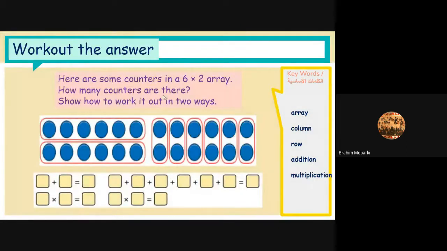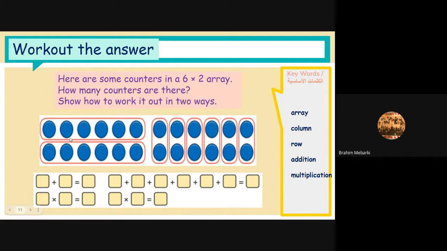Great. Now it's time to work. So here are some counters in a 6 times 2 array. How many counters are there in total? Show how to work it out in 2 ways. Okay? So one repeated addition, and one multiplication.